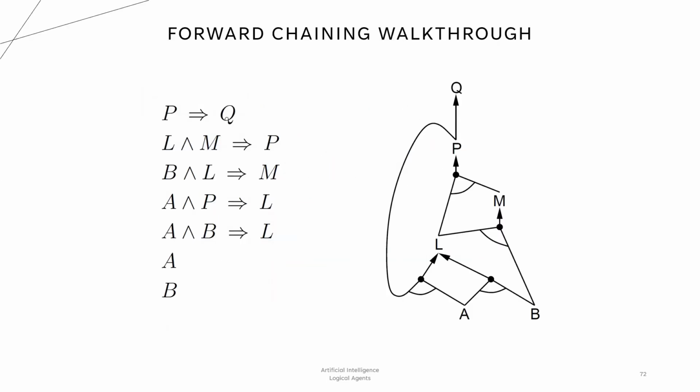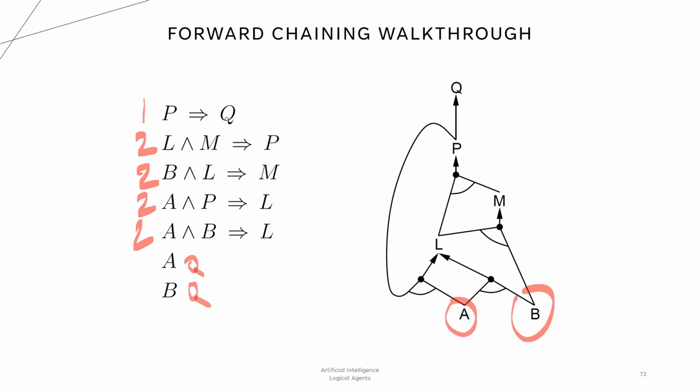Each of these sentences or clauses is going to have a counter based off of how many literals make them up. So for L and M, we have 2. For B and L, we have 2. For P implies Q, we only have 1. For A and P implies L, we have 2. For A and B implies L, we have 2. And then we start with the true literals, the things that we know for sure, which is A and B. This uses a queue-based implementation, so these are currently in the queue.